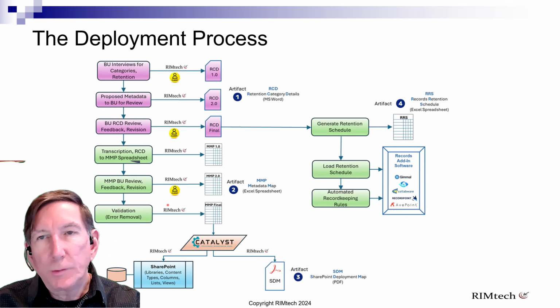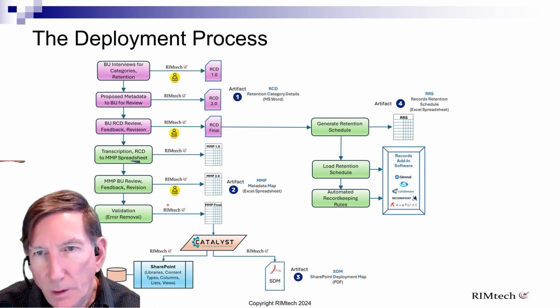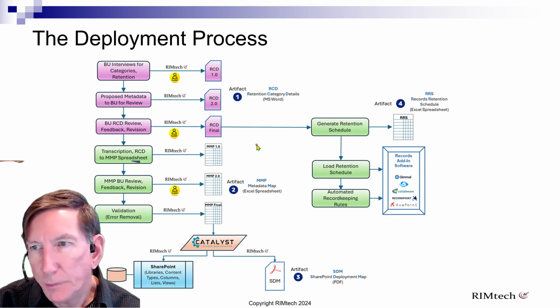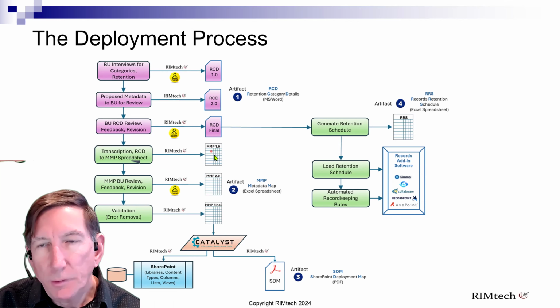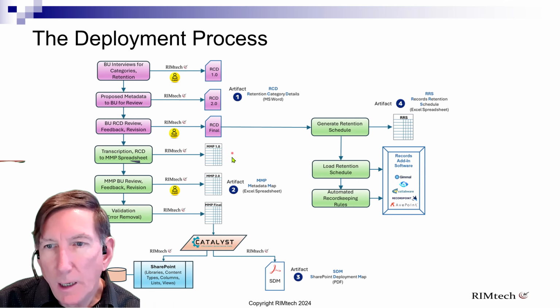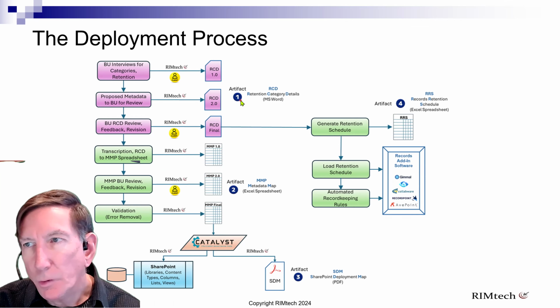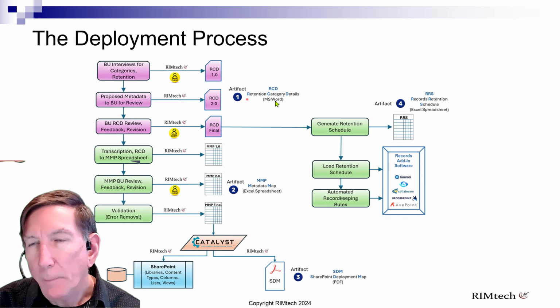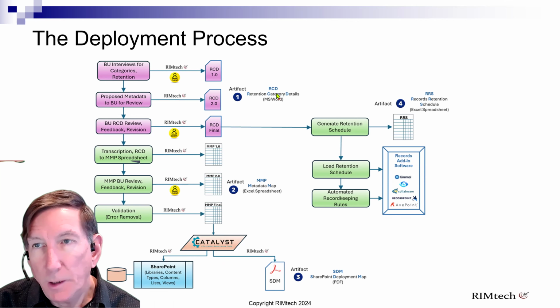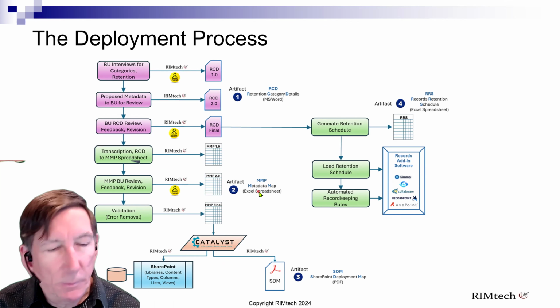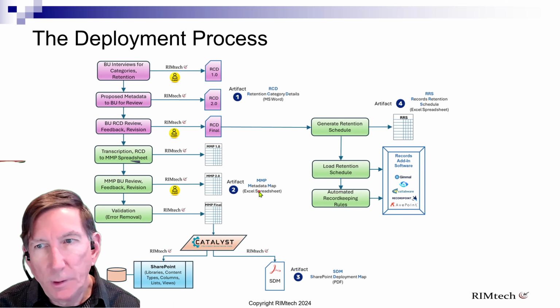This here shows the process. I won't walk you through all the gory details of it, but it's a very highly structured process where we use spreadsheets to define the data, and then the Catalyst deploys in SharePoint based on these spreadsheets. So there are four artifacts here. There's a Word document that defines the definition of all the categories. Then there's a metadata map, which defines all the elements of SharePoint.